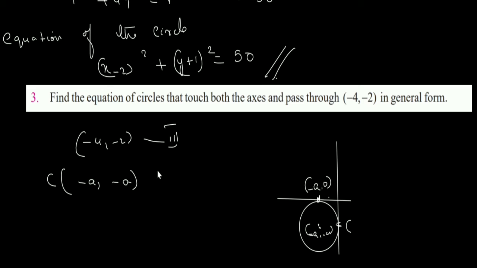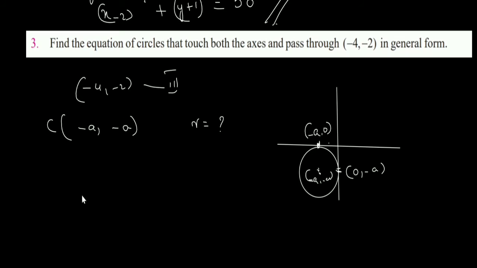So we know the center, but we don't know the radius. The radius we have taken it as a. This is the radius, right? From the center to this point, we have taken it as a. So we are going to find that radius now. So what is the equation of a circle? Let us write the standard form. It is x minus h the whole square plus y minus k the whole square is equal to r square.